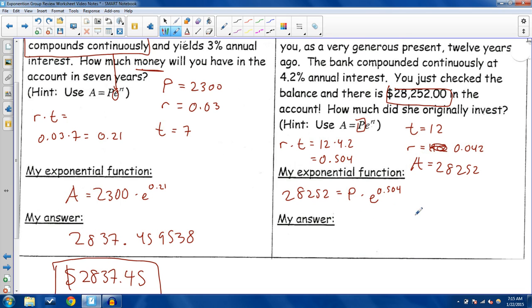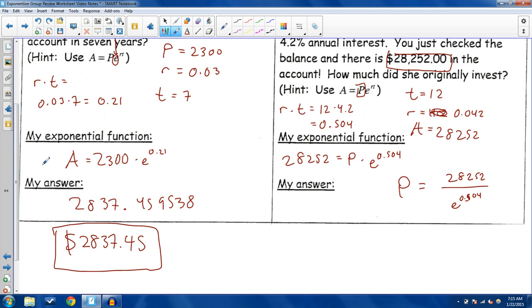So that's why I'm going to first start by writing this as P equals 28252 over e to the 0.504, because I want to do this all in one step to avoid any sort of rounding before my final answer. So 28252 divided by, now in parentheses, e to the 0.504 power, and I will get a syntax error. I had the close parentheses up above. There we go. I will get 17067.